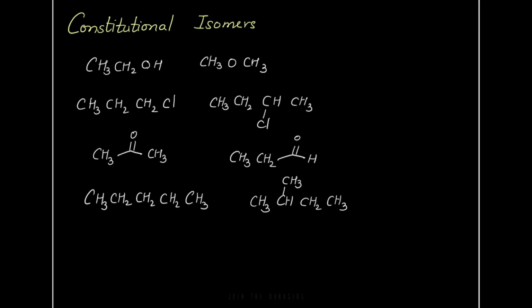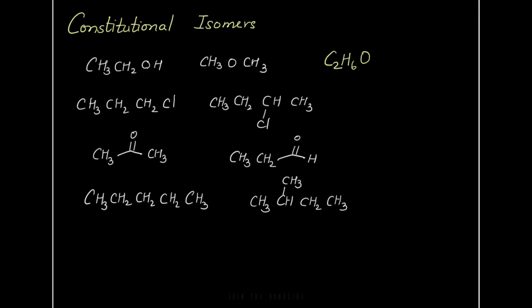Here are some examples for constitutional isomers. Here we have ethanol and dimethyl ether. Now, when you calculate the total number of carbons, hydrogens, and oxygens, it's going to be exactly the same in both of these compounds. The only thing that differs is the way that the different atoms are connected. So let's count the total number of carbons and hydrogens and oxygens here. So we have C2H6O. So constitutional isomers are compounds which have exactly the same molecular formula and differ in the way that the different atoms are connected. Now let's go on to the next problem.